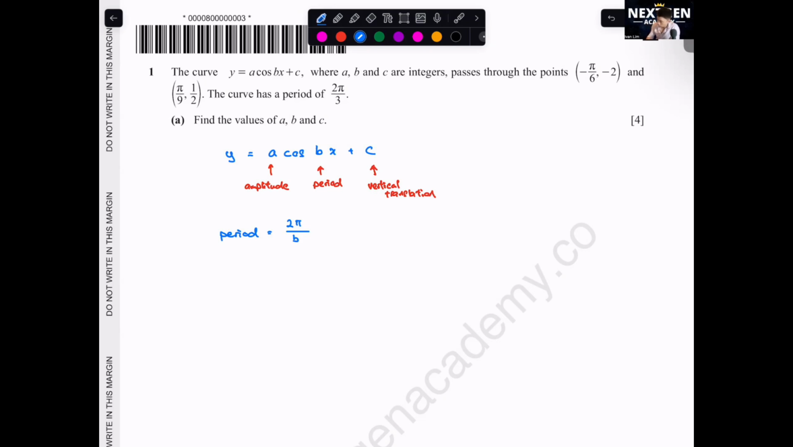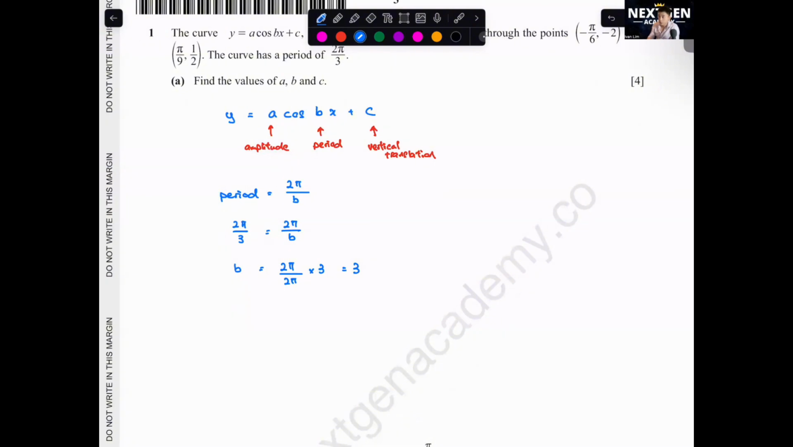What's the period? The period here is 2 pi over 3, which equals 2 pi over b. We rearrange it: b equals 2 pi divided by 2 pi over 3, or 2 pi times 3 over 2 pi. Therefore, b is equal to 3. This is your first value. Now that we have b, our equation will be y equals a cos 3x plus c.